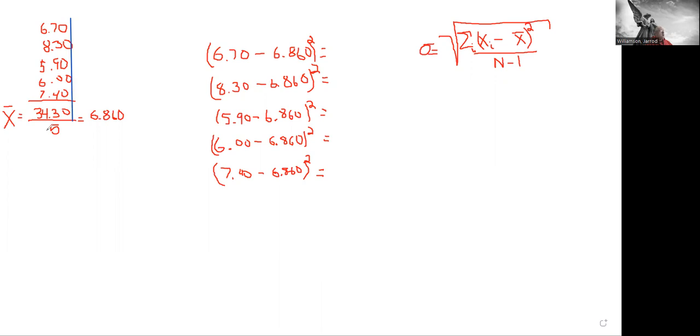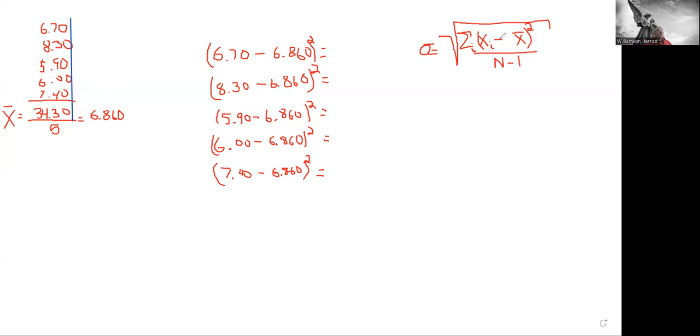Now, when I multiply and divide with sig figs, I go to the least number of sig figs. This is 34.30. That's 4 sig figs. 5 is a counted number because I counted 1, 2, 3, 4, 5 measurements. So that's exact. So I go to 4 sig figs, 6.860.